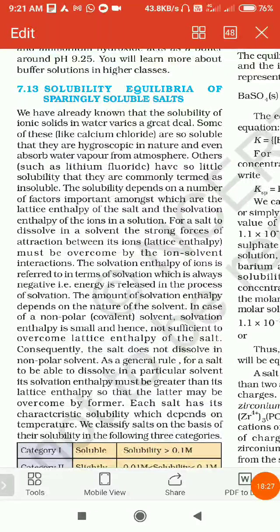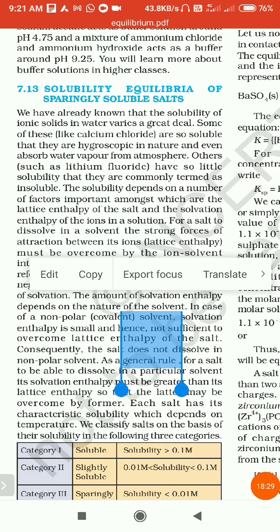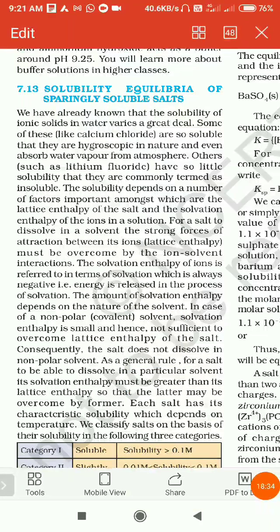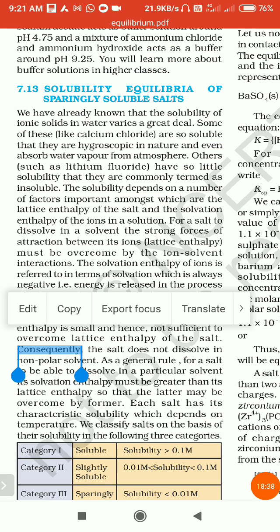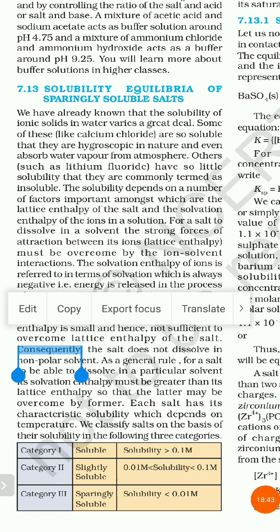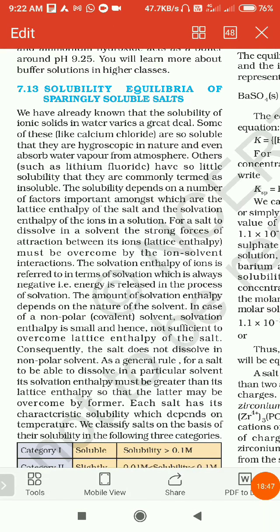In case of a non-polar solvent, solvation enthalpy is small and hence not sufficient to overcome the lattice enthalpy of the salt. Consequently, the salt does not dissolve in the non-polar solvent. As a general rule, for a salt to dissolve in any particular solvent, its solvation enthalpy must be greater than its lattice enthalpy, so that the lattice may be overcome by the solvent.